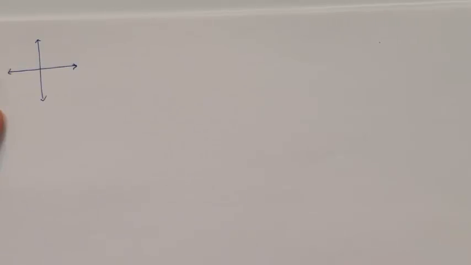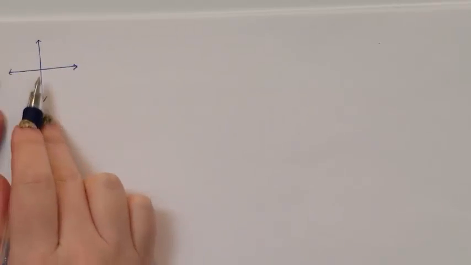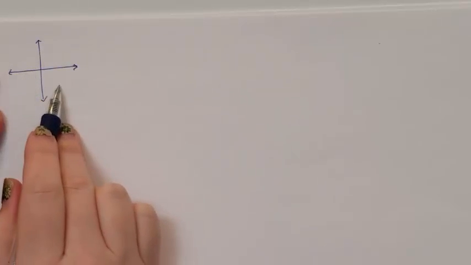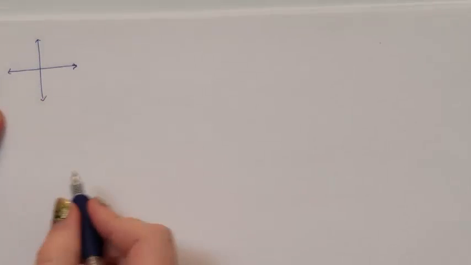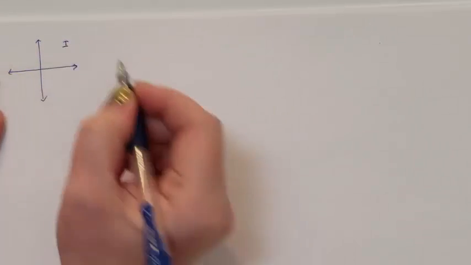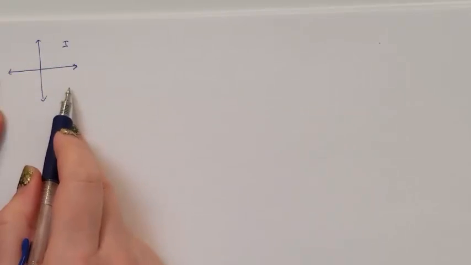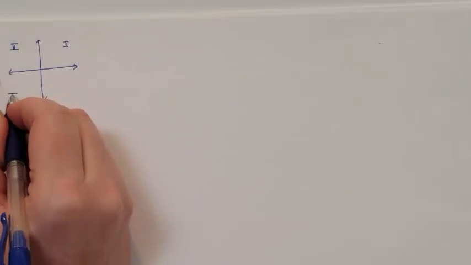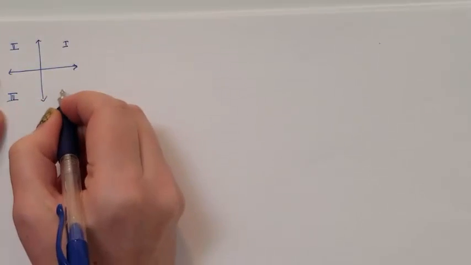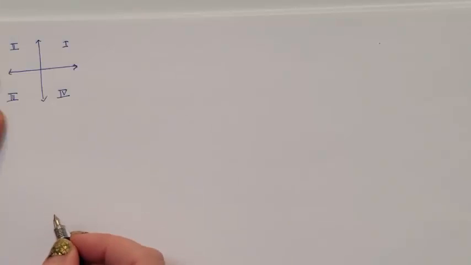So before we start today's lesson, we need to do a quick little review. Each one of these sections of an XY coordinate plane actually has a name, an identifier. They're called quadrants. We start over here by calling this quadrant 1, and we go counterclockwise. So this is quadrant 1. This is identified as quadrant 2. This is identified as quadrant 3. And this is identified as quadrant 4.